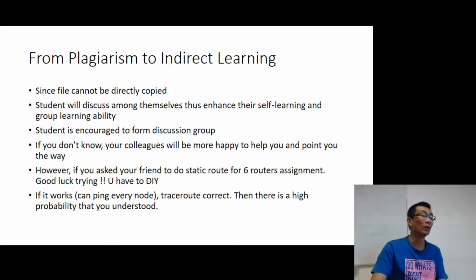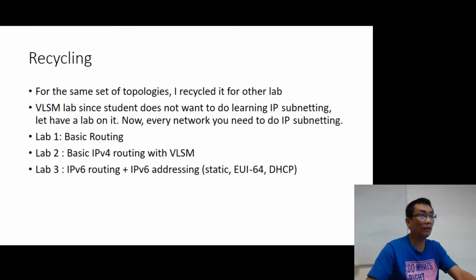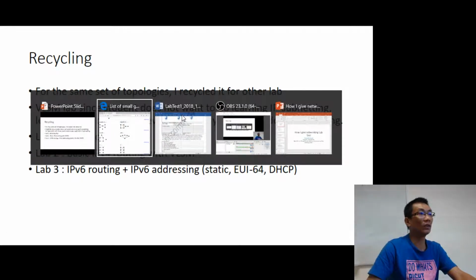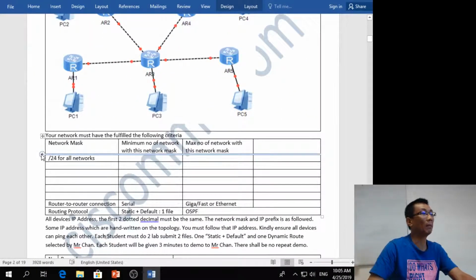Okay? So if the network can ping every node, the traceroute is correct, reflecting the topology, there's a high probability that the student understands. Then the same set of topology can be recycled for another lab. Okay, so this is lab 1 where they do IP routing. The netmask is /24.